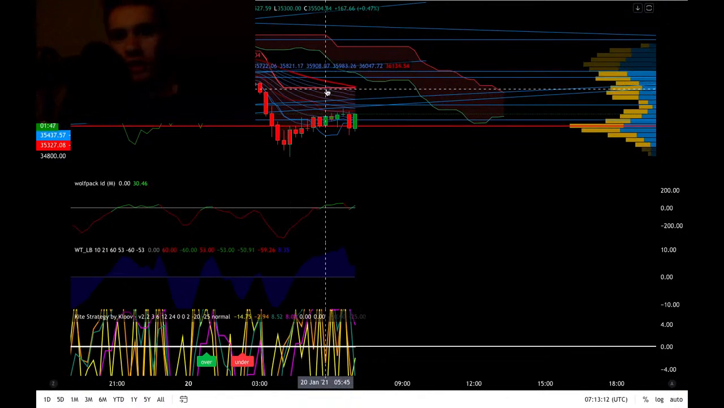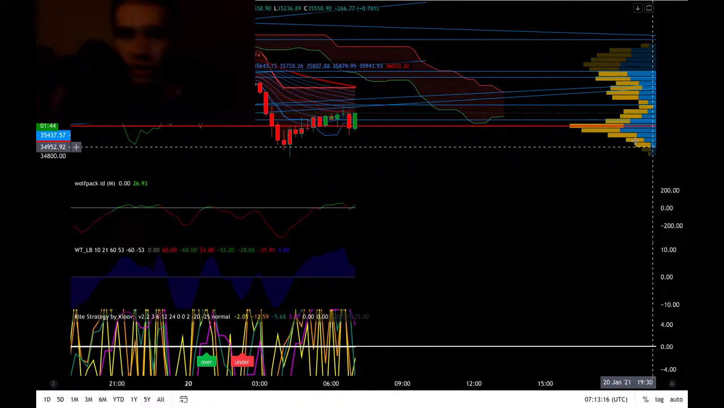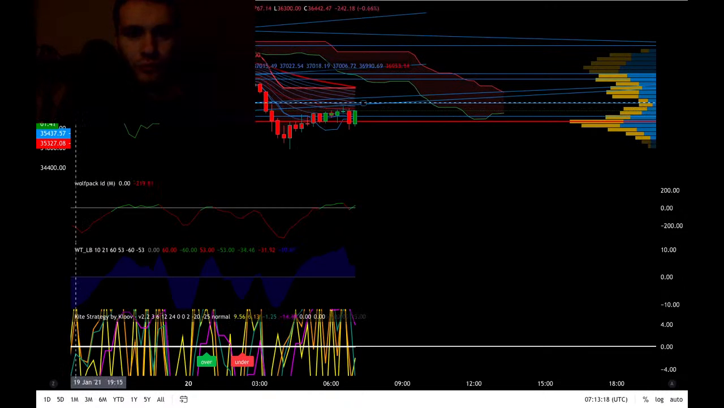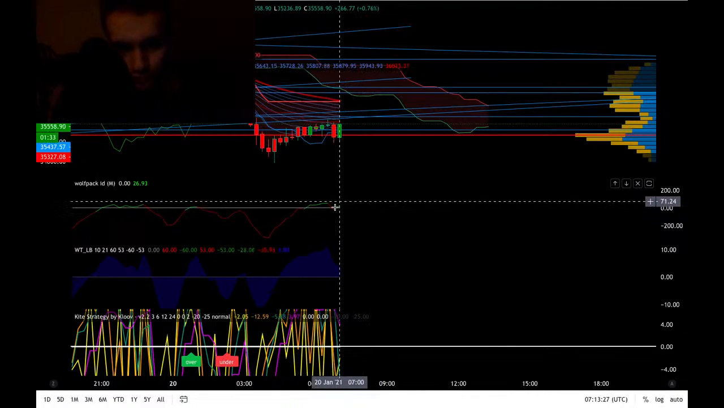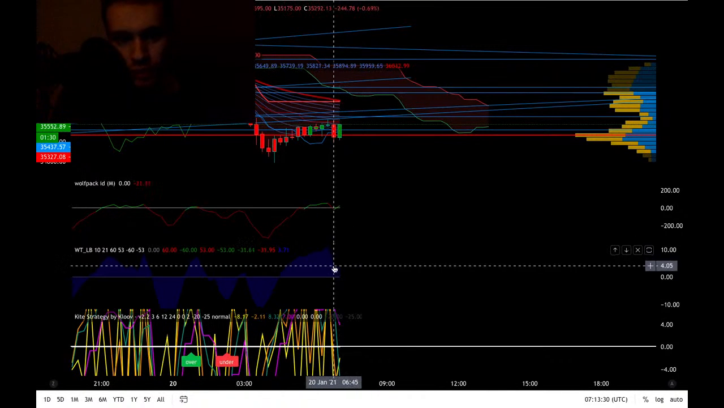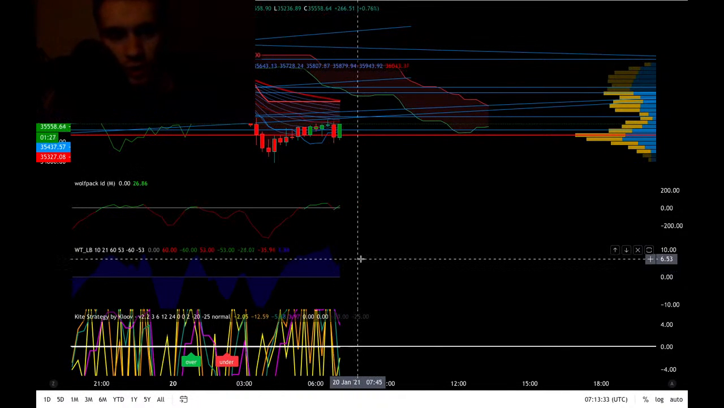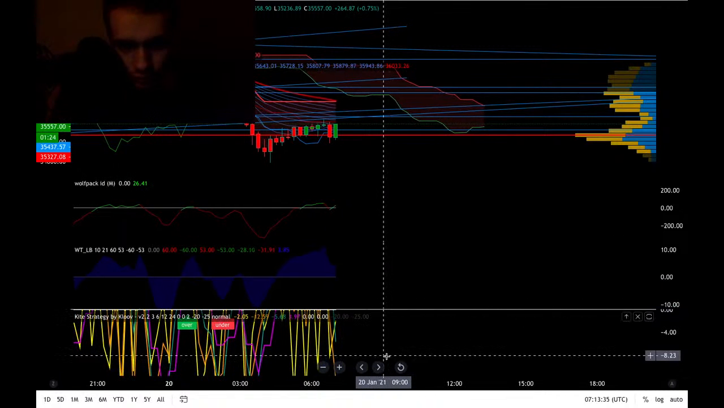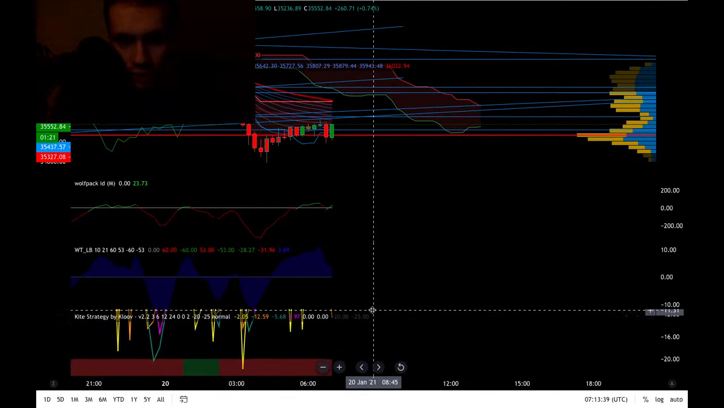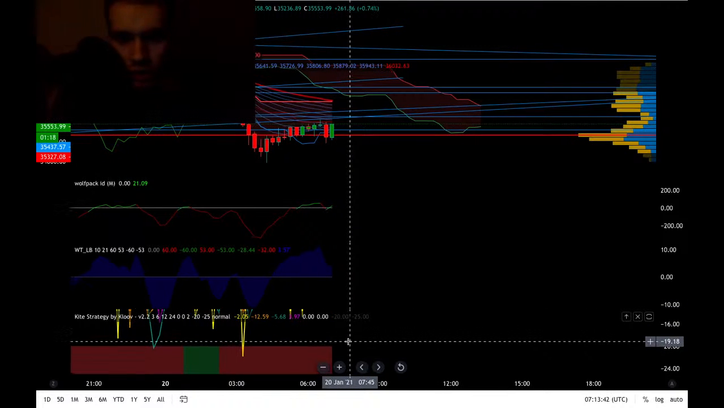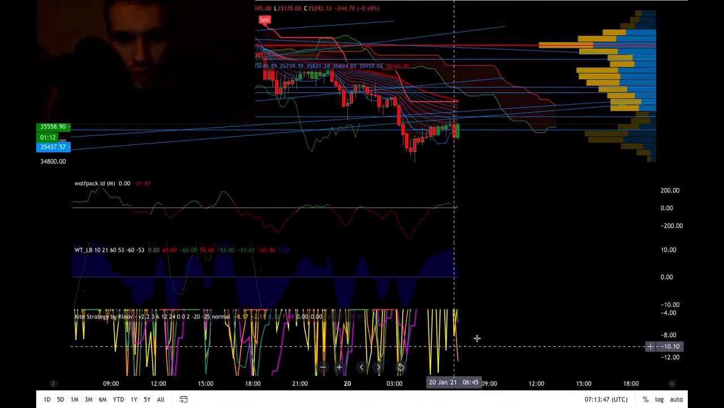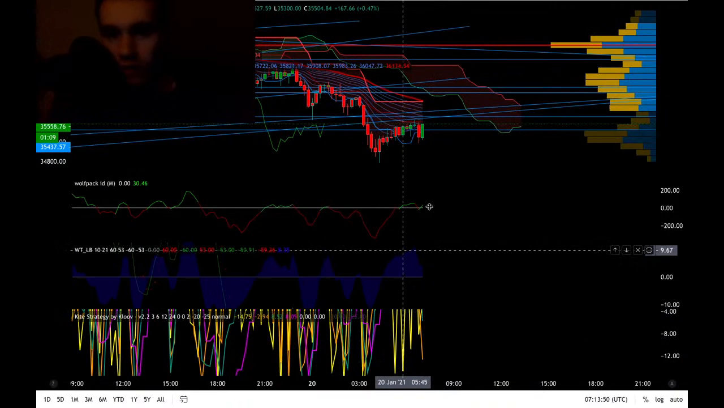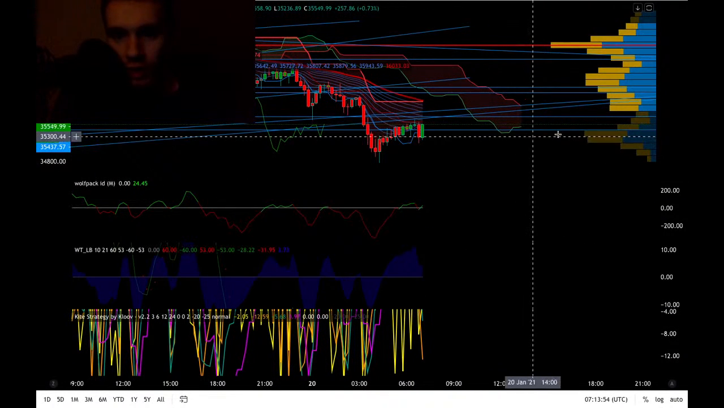And then we just have some immediate overhead resistance right here. It'll just be interesting to see how this plays out. Oh wow, we have a bounce right here. And we have a bounce correction wave on the WT, the whale trend. And RSI still looking good. So this should mean it's undersold. So all technicals are looking good right now.